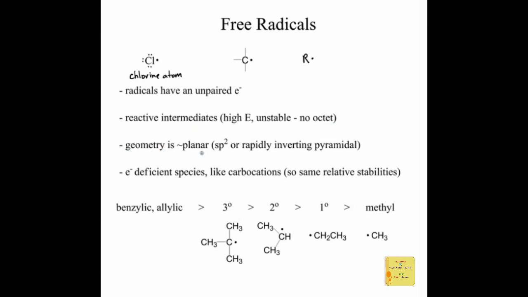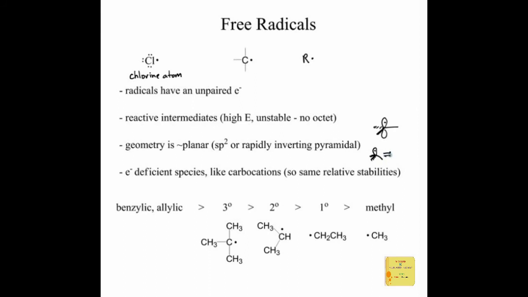Now, the geometry of a carbon radical is approximately planar. It's either sp2 hybridized, or it's a rapidly inverting pyramidal. So you could either draw it kind of like we did the carbocation with a single electron in the p orbital that could be above or below the plane, or you could show it as sp3 hybridized, which would make it a tetrahedral arrangement we describe as pyramidal because it has just 3 bonds.